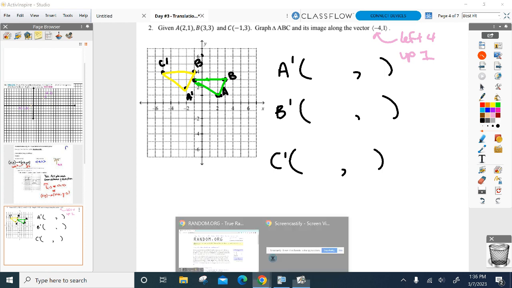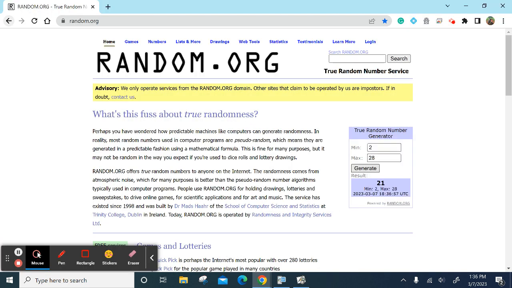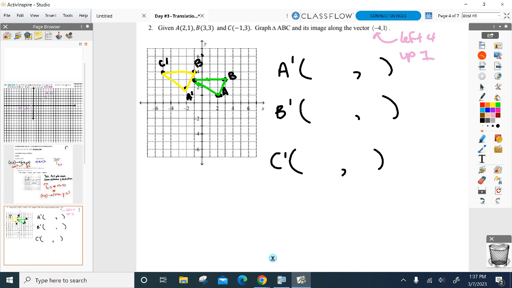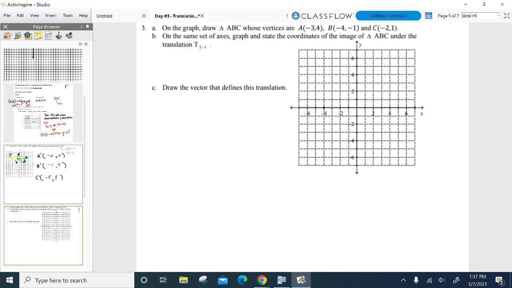Coordinates, what do you got for me? Coordinates of my new triangle. A prime is -2, 2. Let's go. B is -1, comma 4. All right, the clincher. Let's roll. C is -5, comma 4. Good. Okay, everyone's all good? All right, one more, and then I'll do something different at the end of this one.